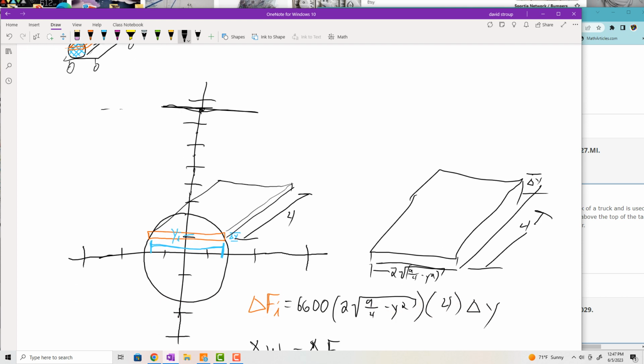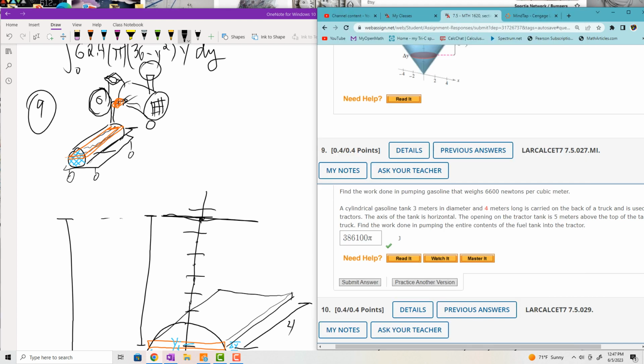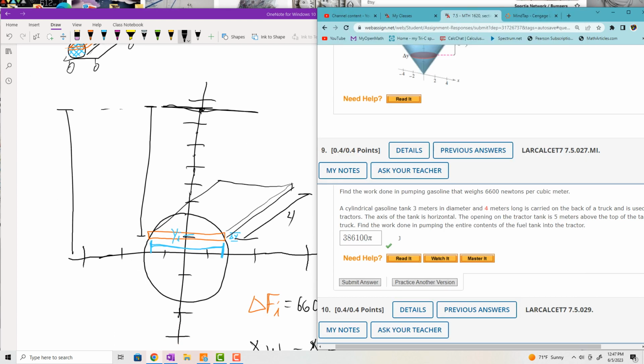Okay, so that distance is the distance from the gas tank to the top of the pipe that's feeding the tractor. So that distance is a difference between this distance, okay, which we know is 1.5 plus the additional amount to get to the top. So 1.5 plus 5 is 6.5 units.